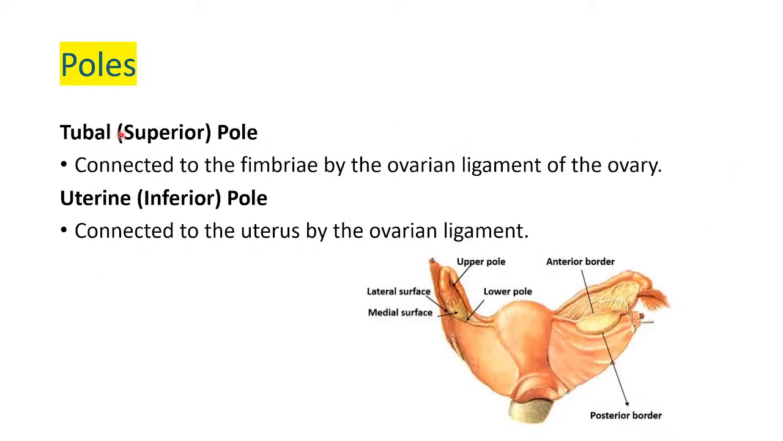So the poles of the ovary: the tubal, the superior pole, which is the upper pole that we have here, and then we have the lower pole. The upper pole is connected to the fimbria by the ovarian ligament, so you can see that's where it is connected to the fimbria there. And then the uterine, inferior pole is connected to the uterus by the ovarian ligament. That's the ovarian ligament there. So that's the lower pole. This is the uterus there.